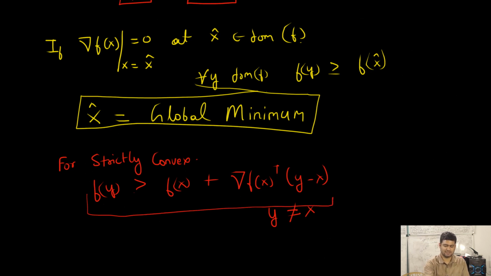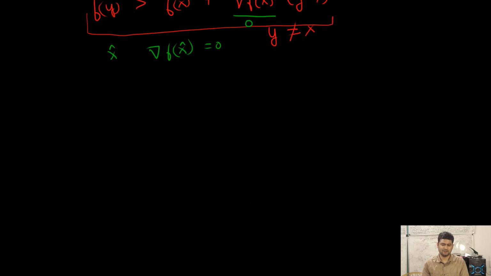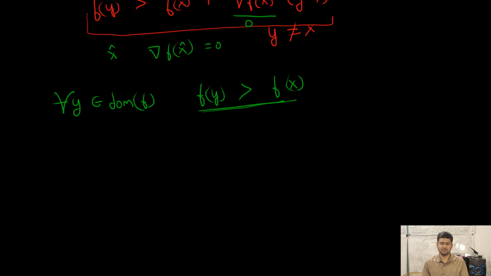And thus, as a result, if the gradient of the function is 0, so there is some x hat at which the gradient of f at x hat is equal to 0, then what we get is that for all y in the domain of the function, f of y is greater than f of x hat. That is, x hat is the strict, unique global minimum of the function.